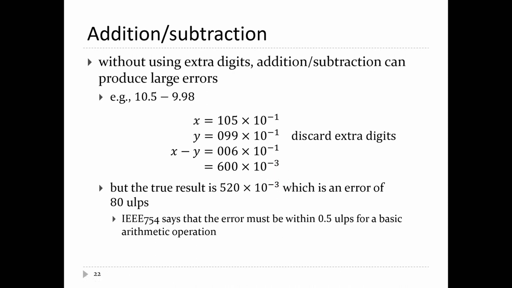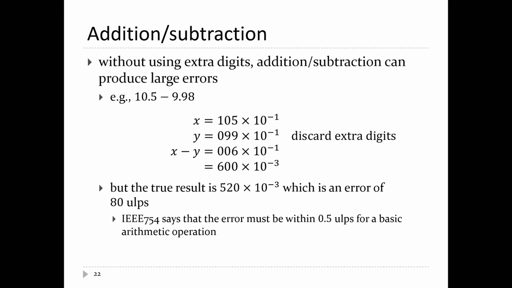If you actually compute the true result, it's actually 0.52. You should be able to do that in your head. The true result is 0.52, which is 520 times 10 to the minus 3. If I compare the 600 and the 520, their exponents are the same, so I can compute the number of ulps of error. It's just 600 minus 520, and that's 80 ulps of error.